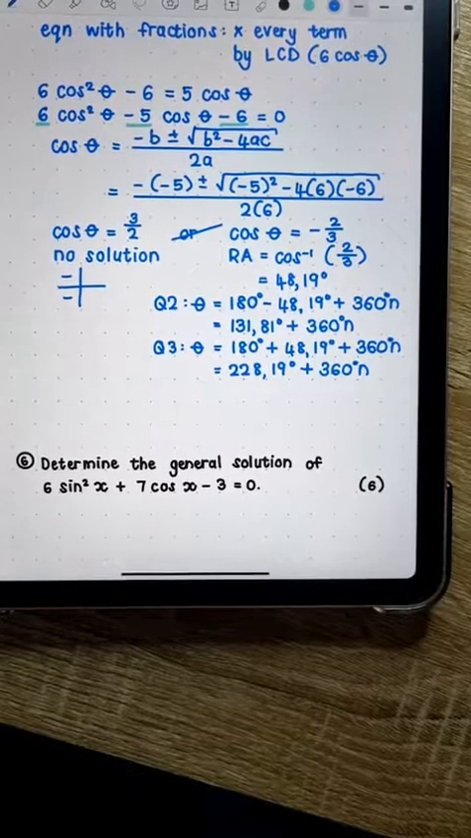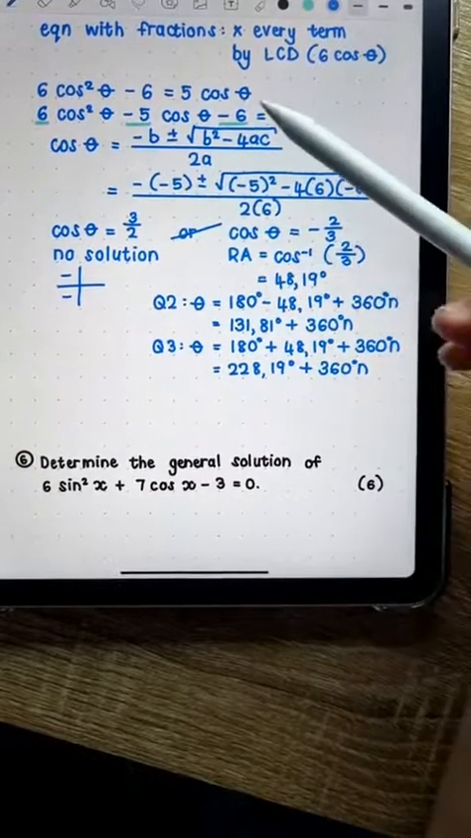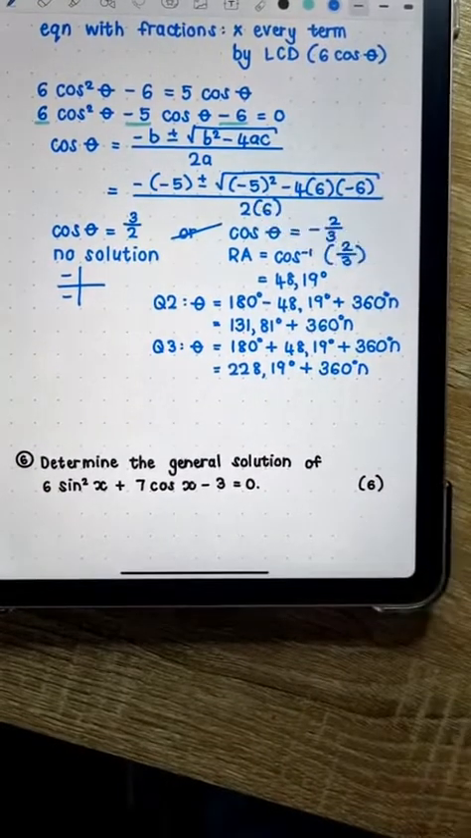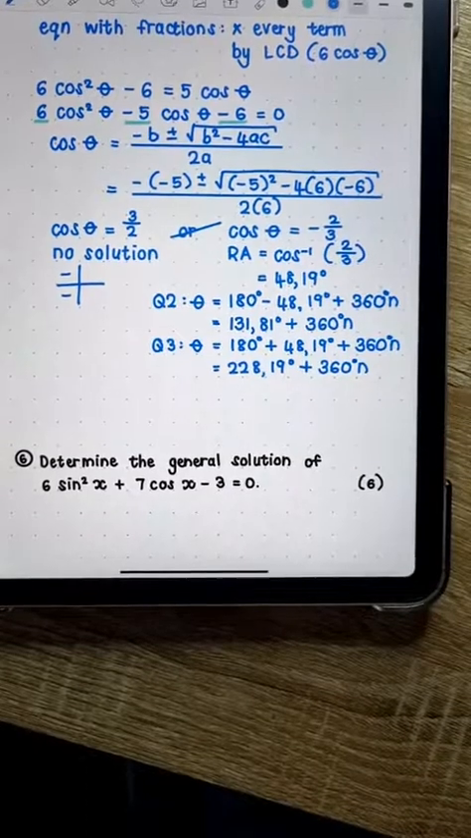How will you know when to use the roots formula? So whenever it's a quadratic equation, you can use the quadratic formula to solve for this equation. But you always have to show it.